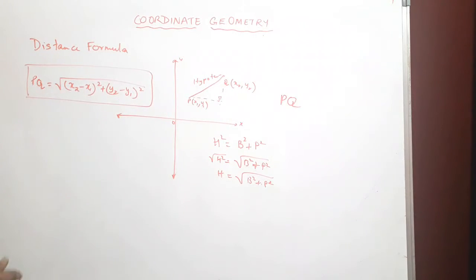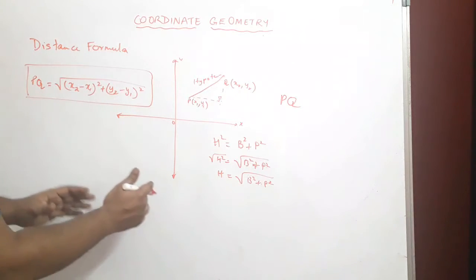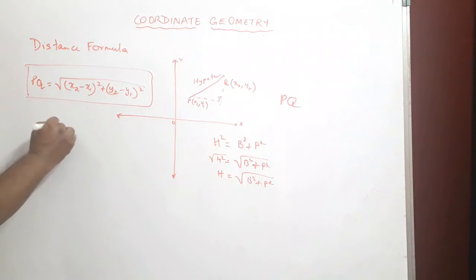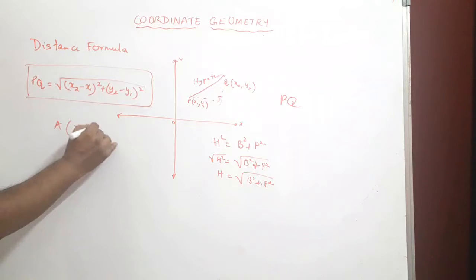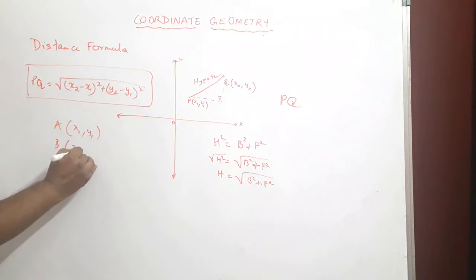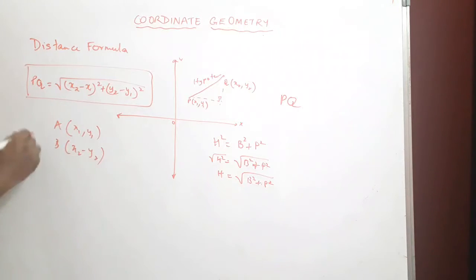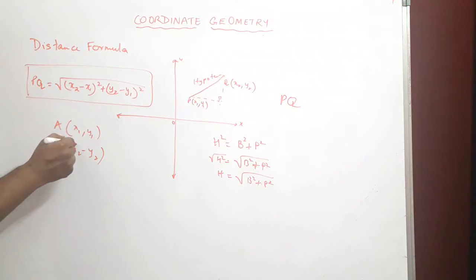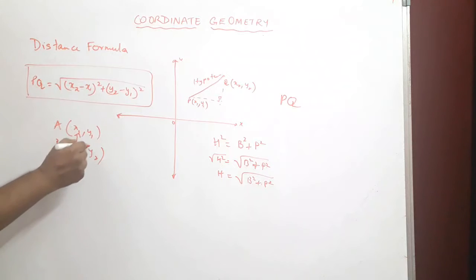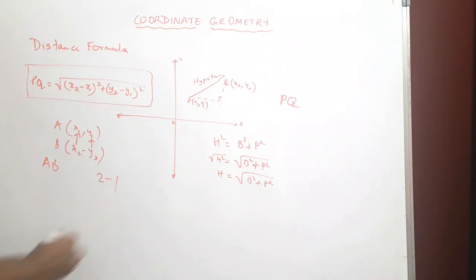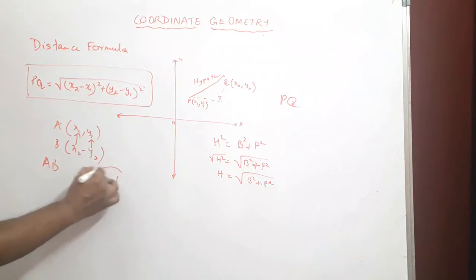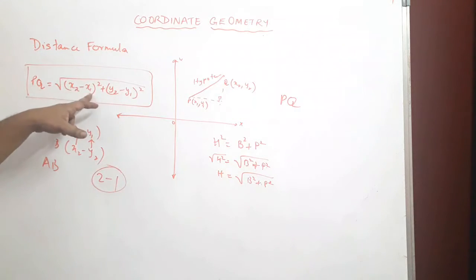Just remember that if we need to find the distance between any 2 points, and the points are, let's say, A equal to x1 y1 and B equal to x2 y2, two different points, and you're taking AB, then this one will come first, this one will minus this one, and this one will minus this one. So always 2 minus 1. Always 2 minus 1. So x2 minus x1, y2 minus y1.